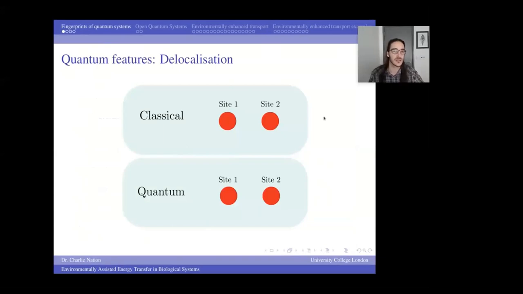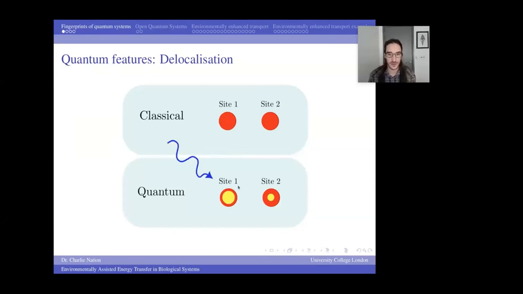To begin, the first key fingerprint that we aim to look for of quantumness in a biological system is the delocalization of excitations. What we mean by this is that in a classical system, if we have a single excitation on some sites, say, that are local areas that can host an excitation, in a classical system we would expect these excitations to remain fully localized.